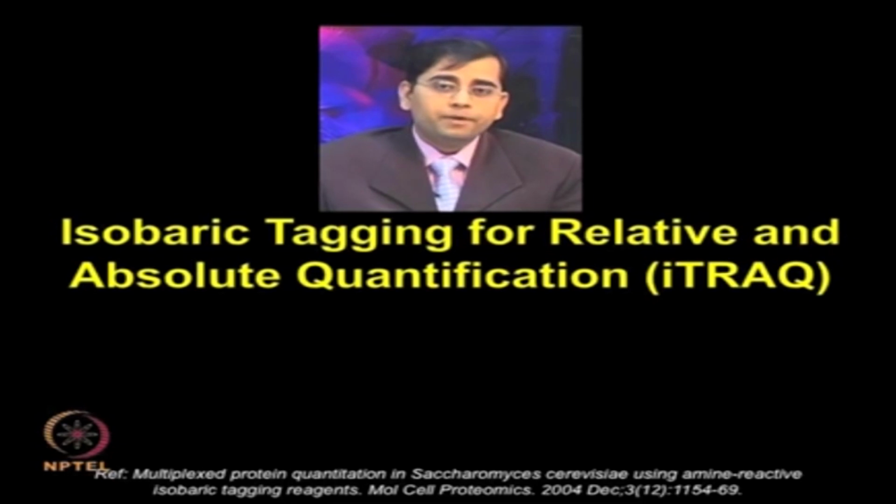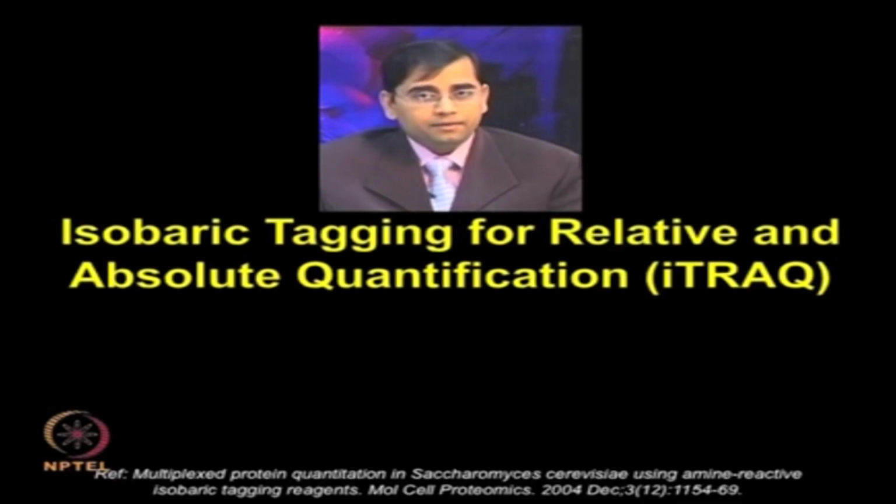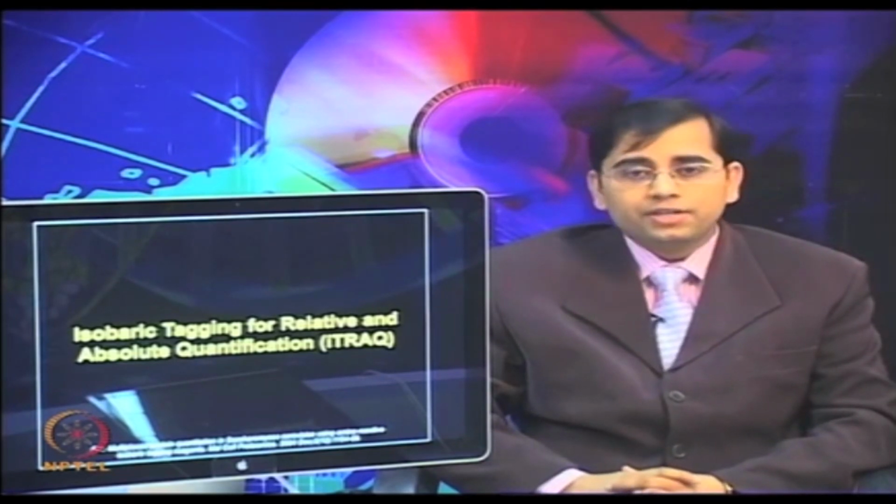iTRAQ is a mass spec based technique for relative and absolute quantitation of proteins present in up to 4 samples or up to 8 samples, depending upon the type of iTRAQ tags, and these labels can be attached to the proteins at the N-terminus. The iTRAQ labels available from Applied Biosystems and tandem mass tags available from Thermo Fisher are currently the only tagging technologies which are commercially available, where quantitation is carried out in MS mode.